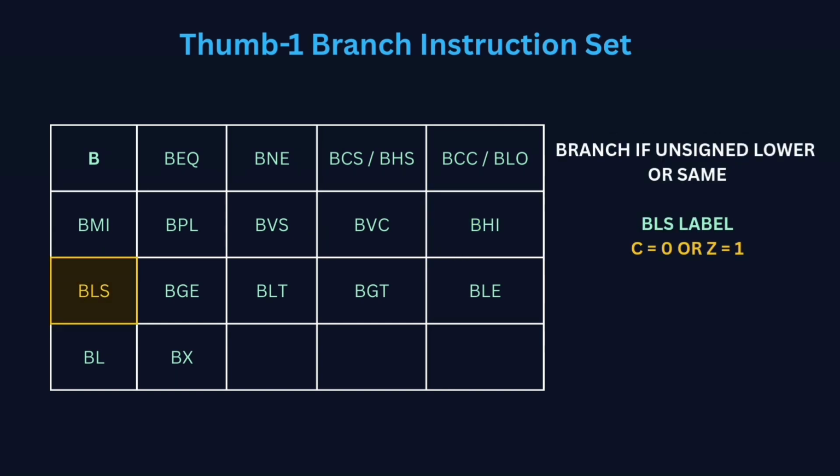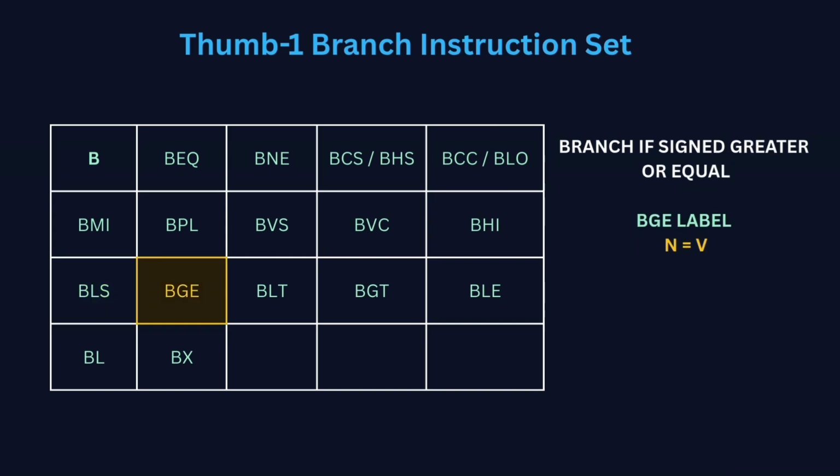Here we have branch if unsigned lower or same. Branch happens if carry is set as 0 or Z flag is set as 1. Here branch happens if N equal to V, that is negative flag equal to overflow flag, while in case of branch if signed less than, branch happens only if N is not equal to V.